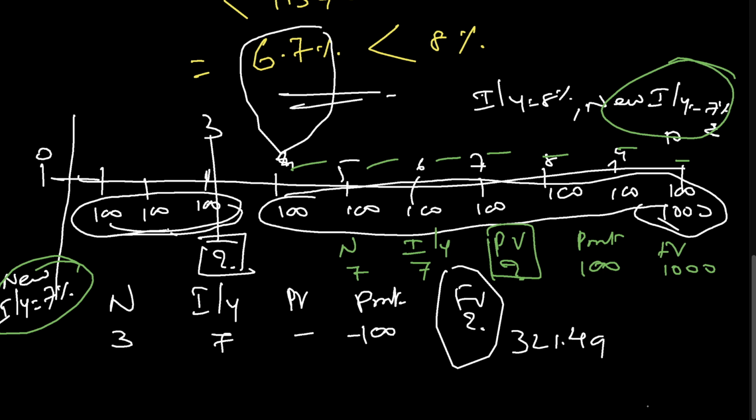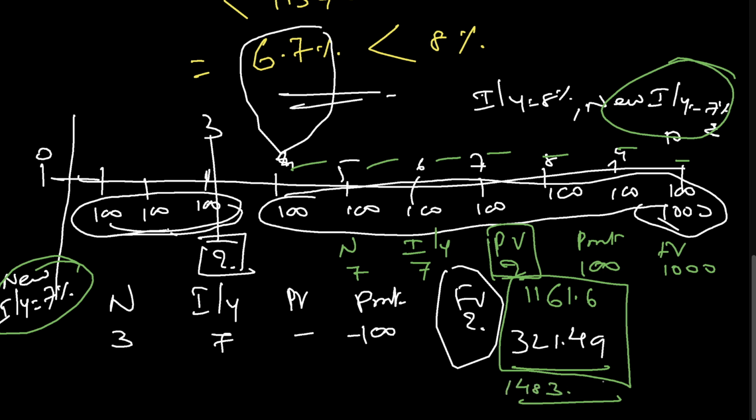7 N, 7 IY, 100 payment, 1000 future value, compute present value, it comes to 1161.6. So overall I will have this much cash at the end of the third year: 1161.6 plus 321.49, which is 1483.09, and 1134.20 is what we invested.